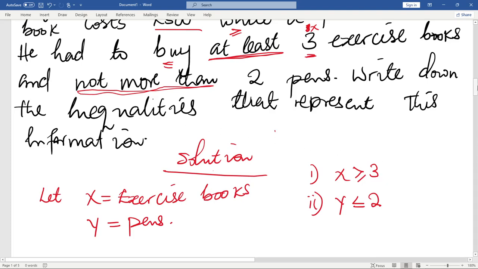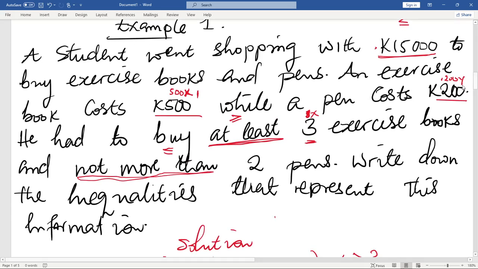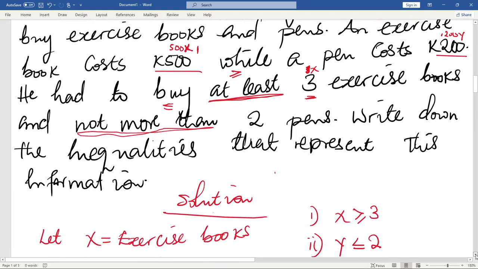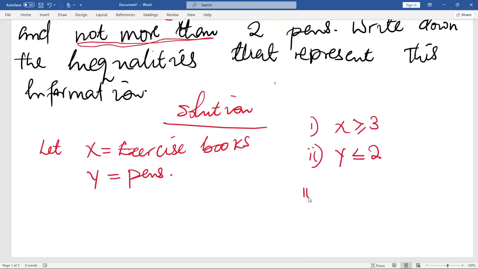So now let's go back to the cost of the pen and the cost of a book. The cost of a pen is 500, so it's going to be 500x and 200y. So the third inequality that we're going to have is 500x plus 200y. Remember, this is not supposed to exceed the 15,000 kwacha that we have. So this is going to be less than or equal to 15,000.